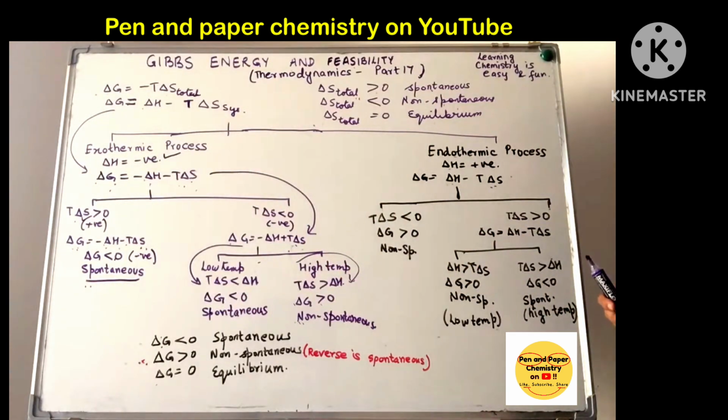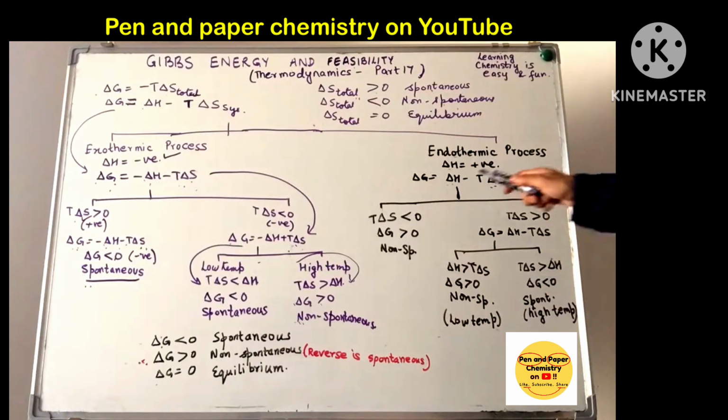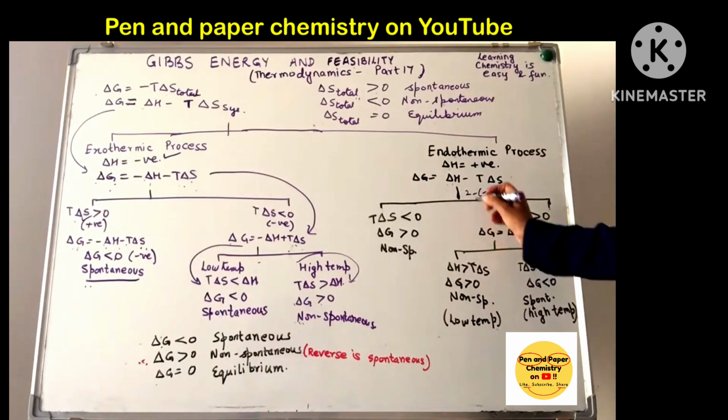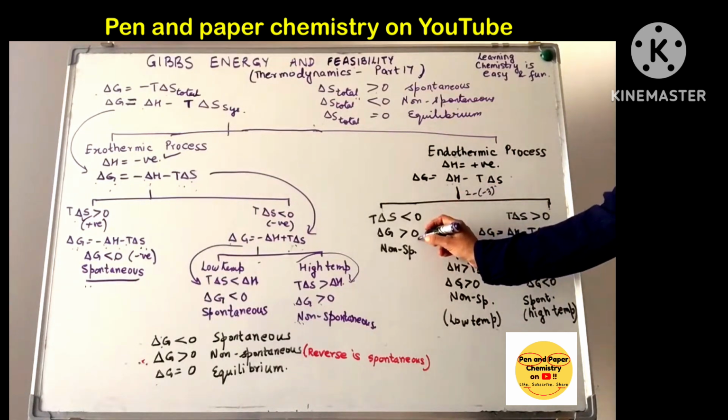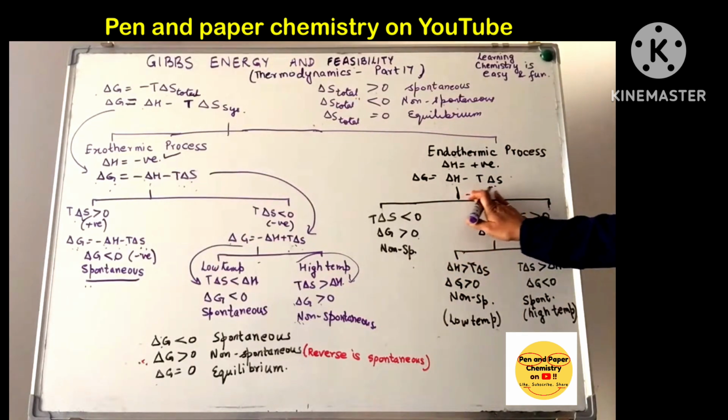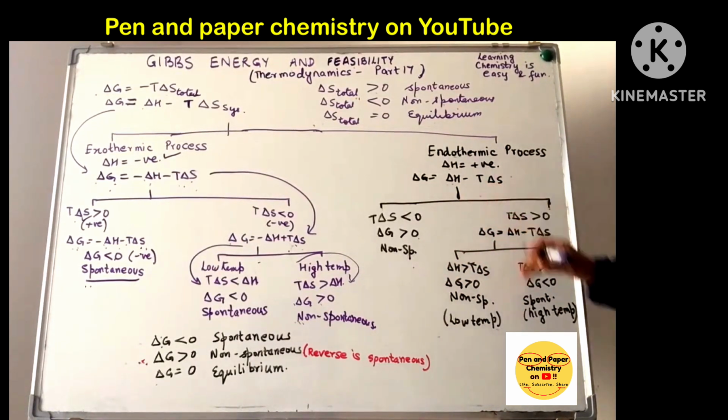Okay. If you've done it, would you like to check whether we are on the same platform, whether we've understood or not? So we have T delta S is less than 0. Less than 0 means it becomes a negative value. So what we have is 2 minus minus 3. Minus into minus gives me a plus. So I have a positive value. Delta G becomes greater than 0. The process is non-spontaneous.